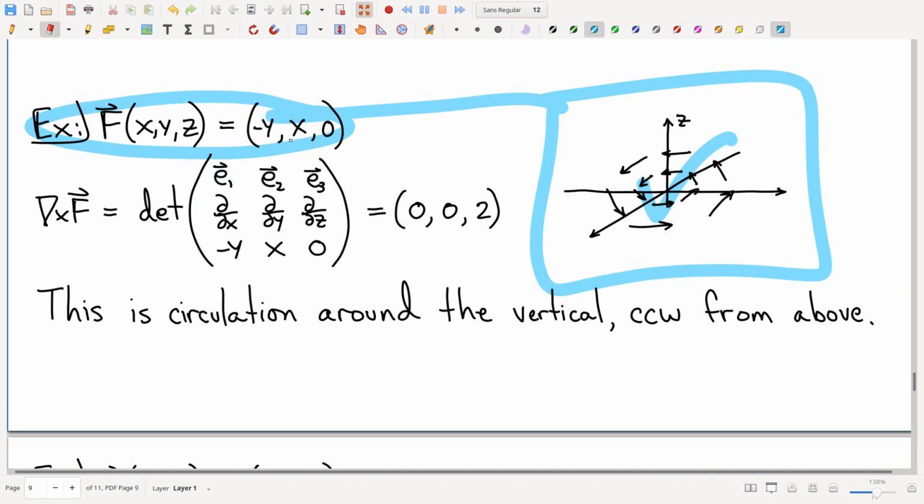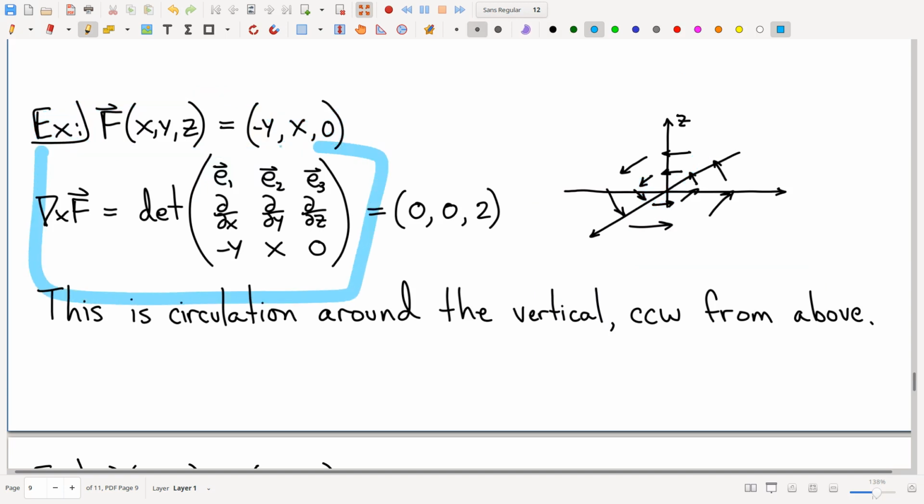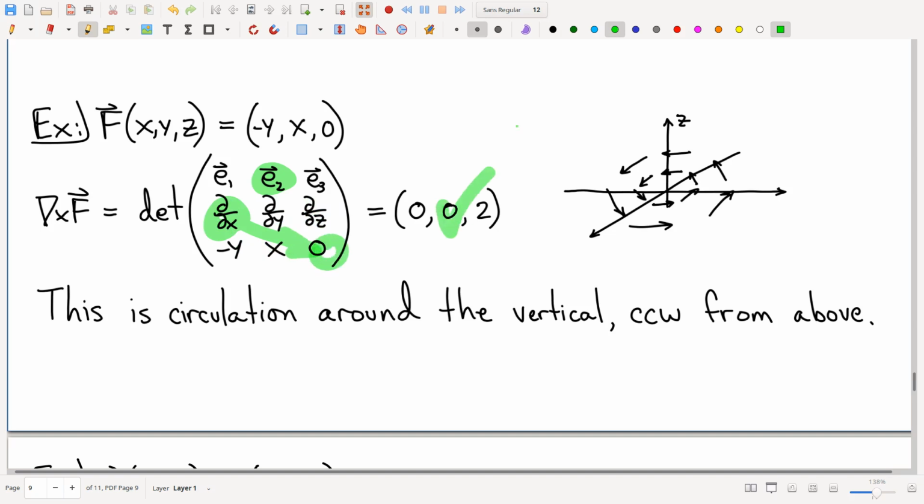And we can compute the curl. Now this is just a matter of cranking it out, right? Let's just very, very briefly, I'll walk you through what we're talking about here. We're going to have E1 times the y partial of 0 minus the z partial of x, which gives us that 0 right there. And then we're going to have E2 times the z partial of minus y minus the x partial of 0. And that's going to give us that 0 right there.